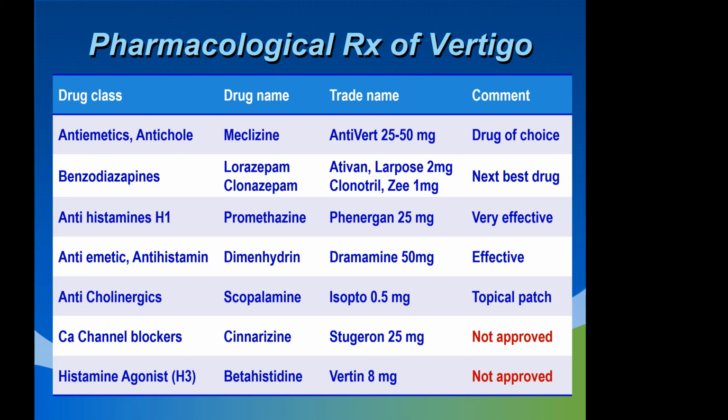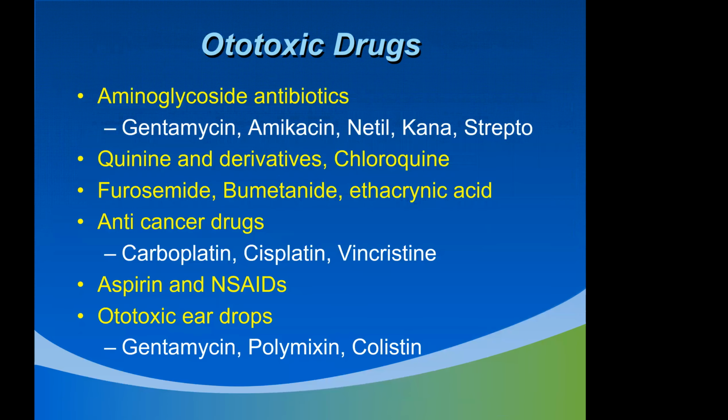In this country, we use cinnarizine, available as Vertigon, and betahistine, available as Vertin. We use them very much, but FDA has not approved these drugs for vertigo. They are used in that country. They give meclizine, they give lorazepam or clonazepam, promethazine, dimenhydrinate, or scopolamine.